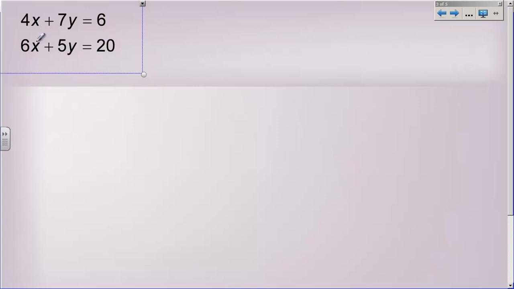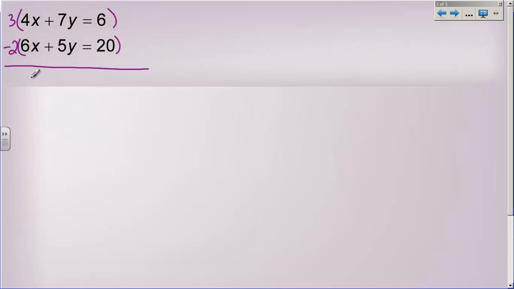4 times 3 is 12, 6 times 2 is 12. So I'm going to turn these both into a 12, but I need one to be positive and one to be negative. So let's make the top one positive. So to make the 4 be a 12, I'm going to have to multiply by 3. And in order to make the 6 be a 12 but also eliminate, I'm going to have to multiply by negative 2 so that I get a negative 12.